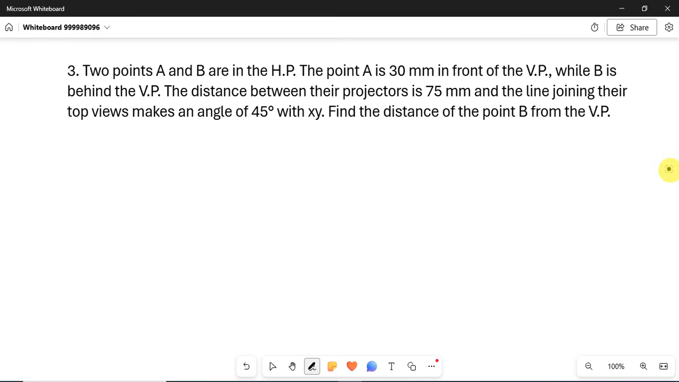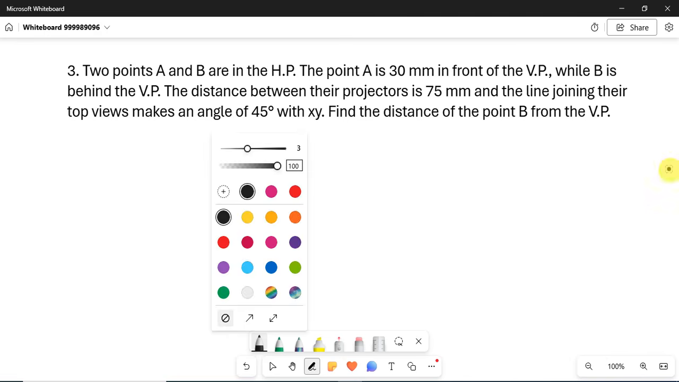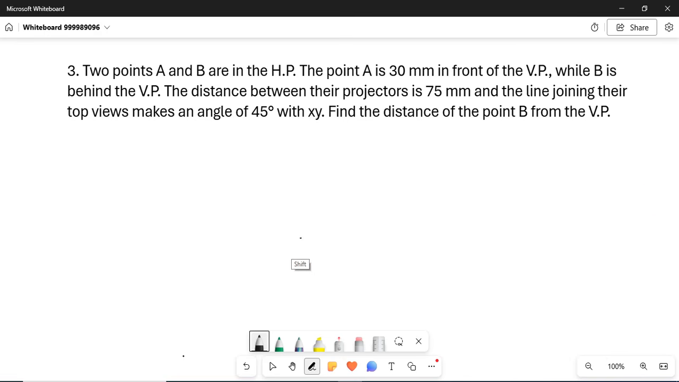Again, draw the XY line. Draw the XY line.